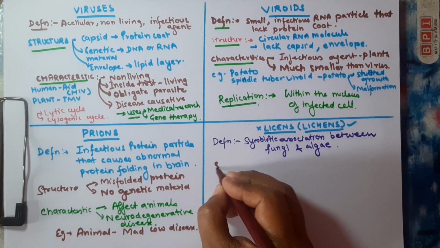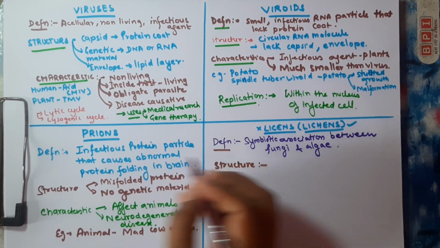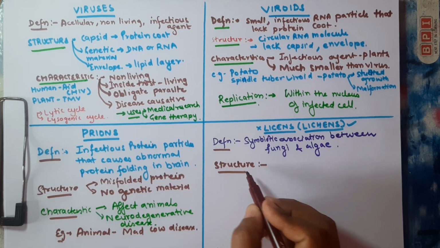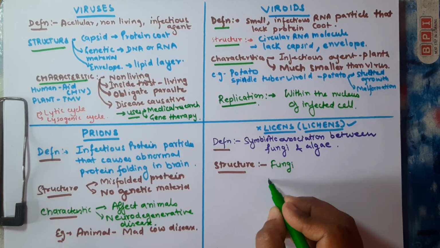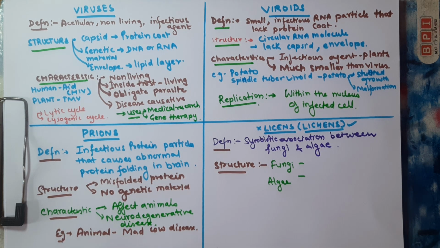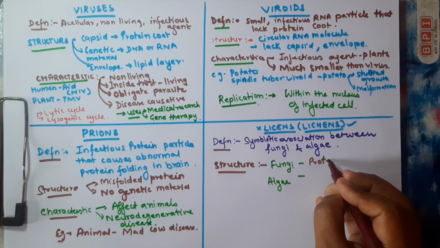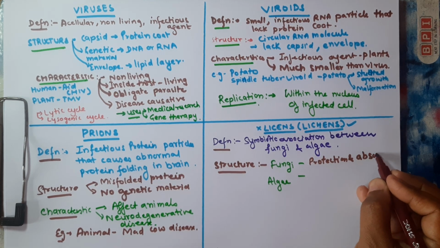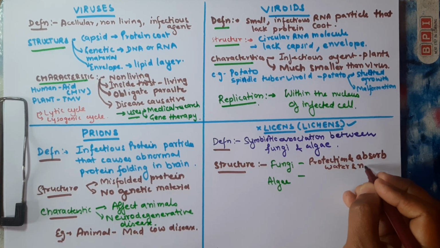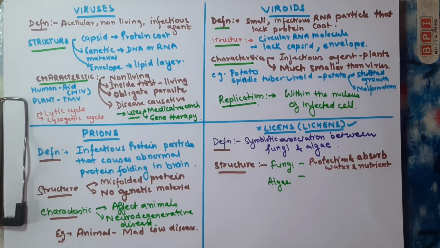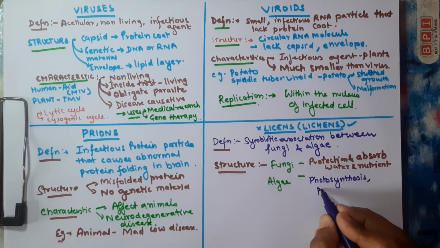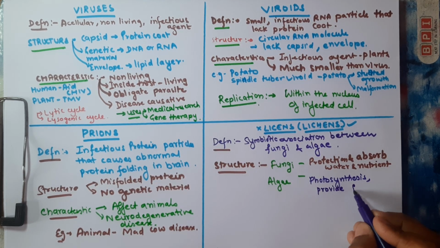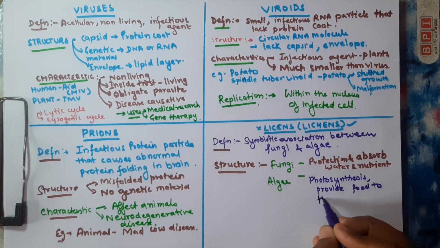Now let's talk quickly about their structure. I already told you that there are two participating organisms. The first one is the algae and the second one is the fungi, or vice versa. The fungus will provide the protection and absorb water and nutrients, whereas the algae will carry out the photosynthesis as it has the chlorophyll. Since it conducts photosynthesis, it will provide food to the fungus. So the fungus provides the protection and the algae provides the food to the fungus.